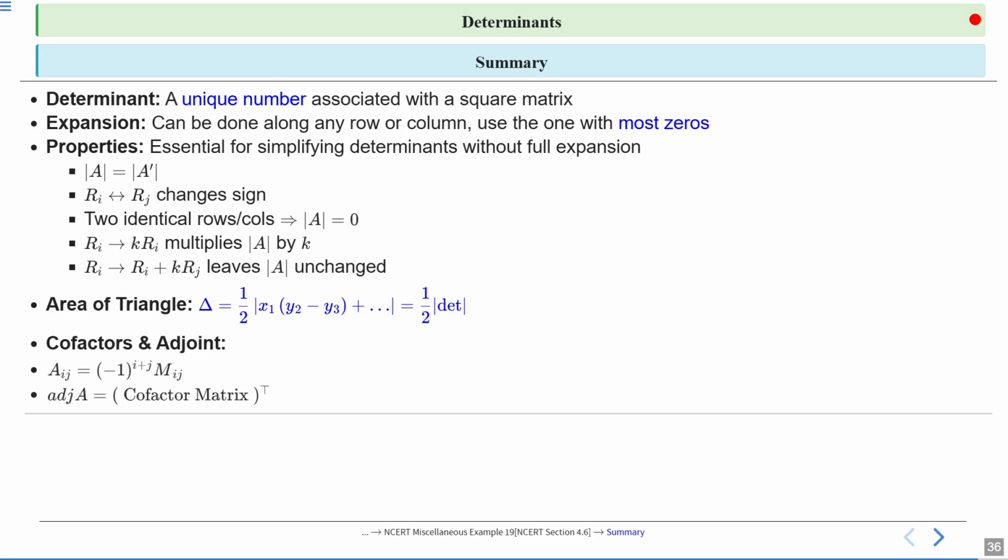What is cofactor and adjoint? Cofactor Aij is equal to minus 1 to the power i plus j into minor ij. We can calculate for each element. First, we calculate minor ij, and when we multiply with minus 1 to the power i plus j, we have the value of cofactor Aij. And by using all the values of cofactors, we construct a cofactor matrix. And when we take the transpose of the cofactor matrix, we get the adjoint of A.